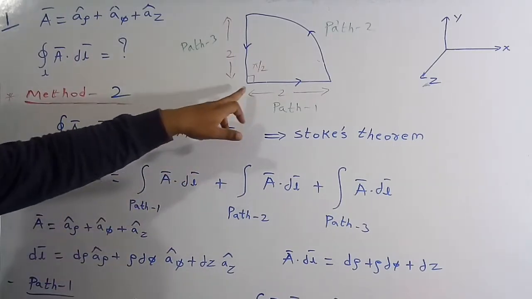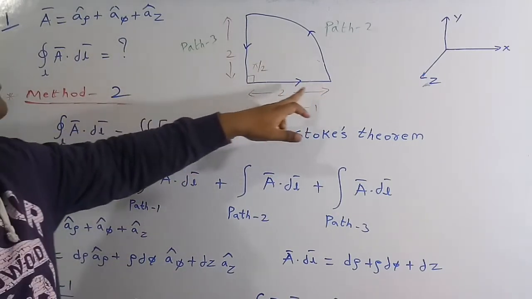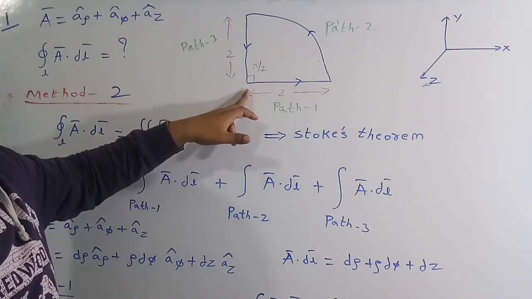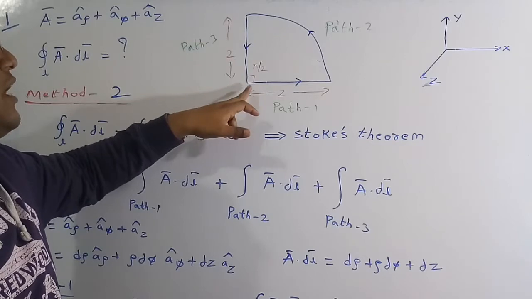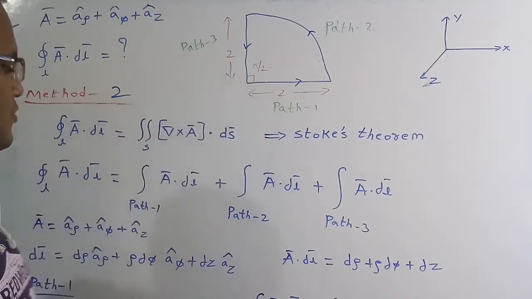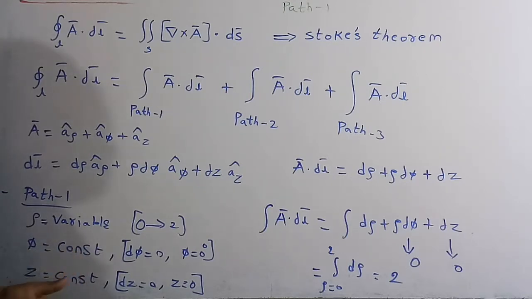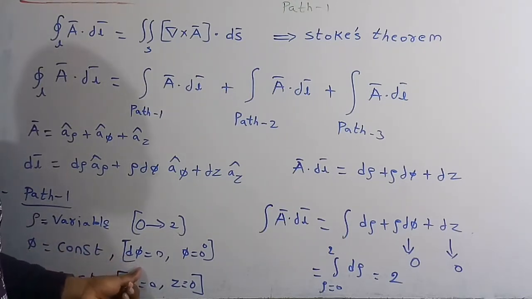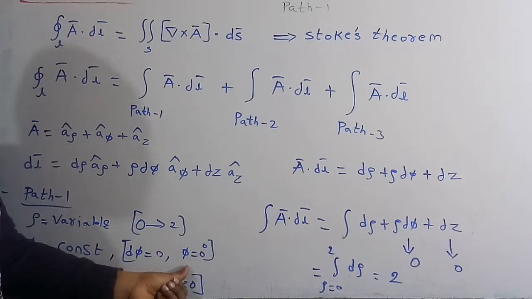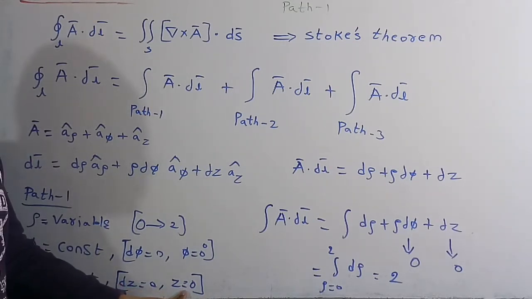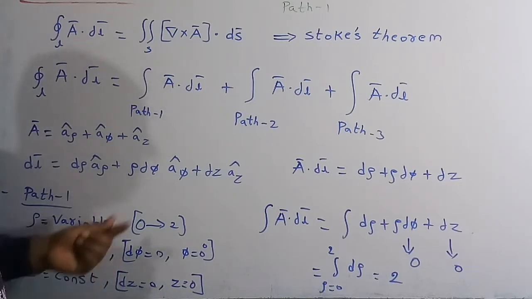For path 1, the variable is rho, which is changing from 0 to 2, but phi is a constant which is equal to 0, and also z is constant. So rho is a variable from 0 to 2 and phi is a constant. If phi is constant, then d phi will always be equal to 0 because the change in phi is 0, and phi is equal to 0 degrees on path 1. And z is constant, so dz is equal to 0, and the actual value of z here is 0. Now with these conditions we have to substitute in this expression.